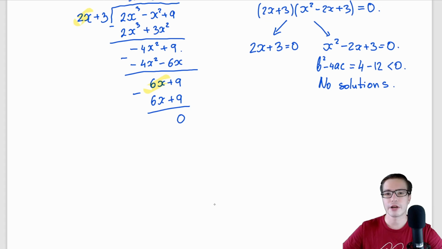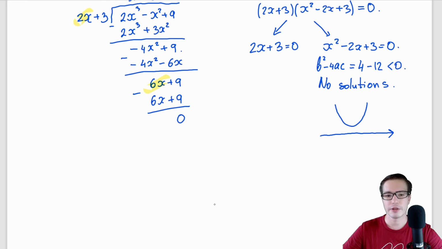And if you think about it graphically, then the graph is a quadratic function, it opens up, and it has no intersection with the x-axis because the equation has no solutions. So that means x squared minus 2x plus 3 is always positive.